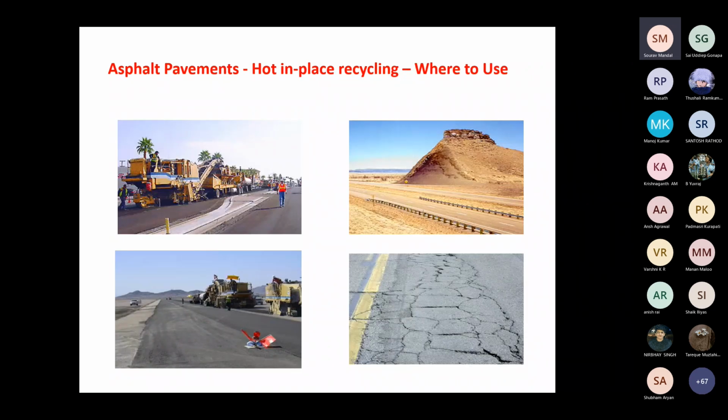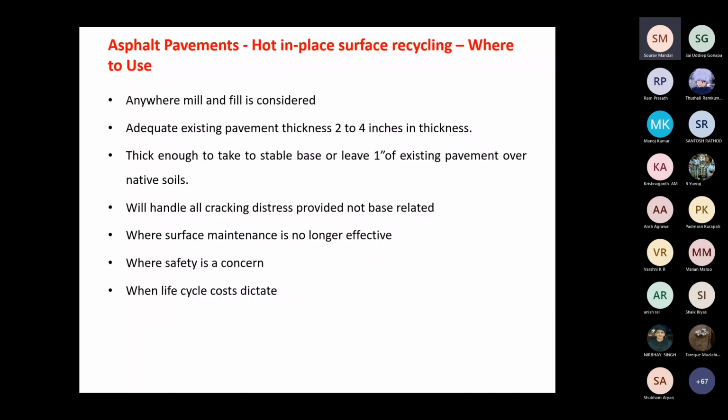Hot in-place recycling can be used wherever mill and fill is possible. Adequate existing pavement thickness of 2 to 4 inches should be there, thick enough to provide a stable base, or leave 1 inch of existing pavement over the native soils. It can handle all cracking distresses, provided surface maintenance is no longer effective. You can just go for this where safety is a concern and life cycle cost dictates.